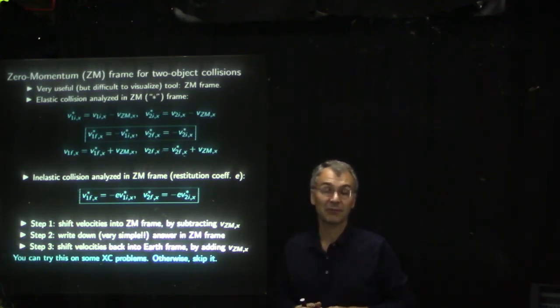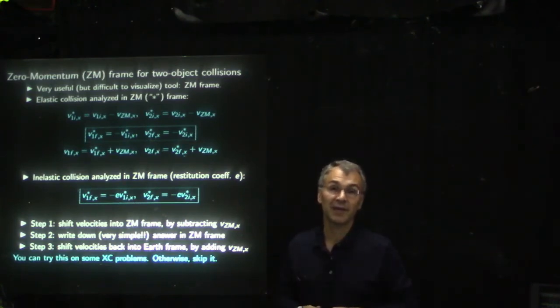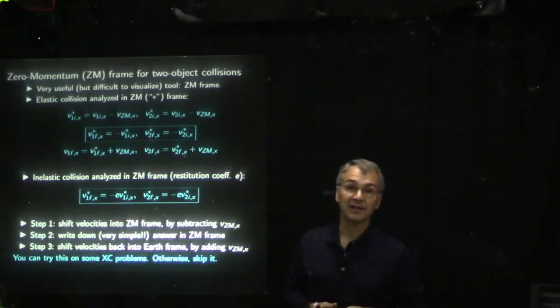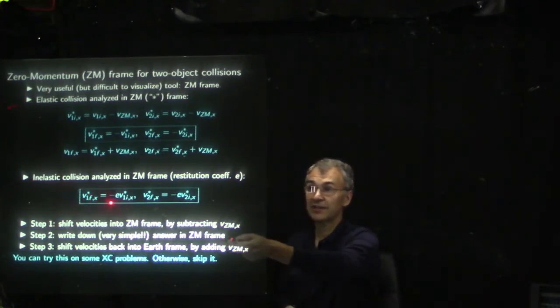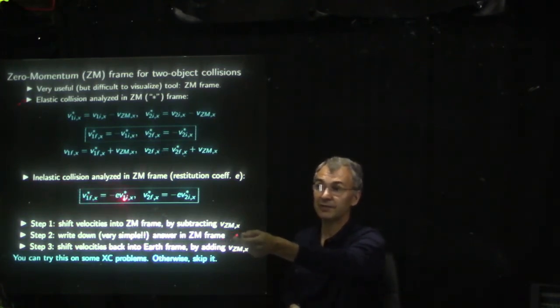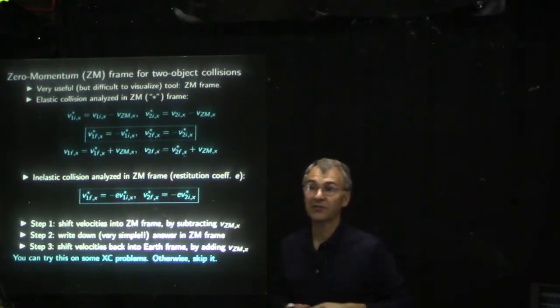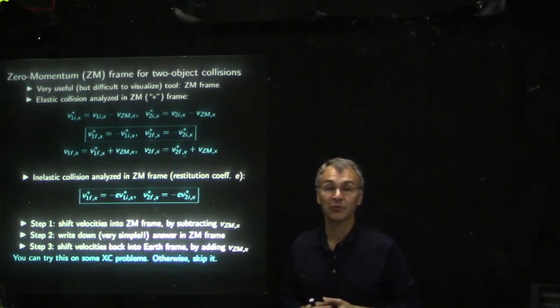And so that sometimes turns out to be a simple way to work out problems, because it's an extra step before and after, but it makes the math completely simple. If the collision is inelastic rather than elastic, it's almost the same. It's just that v1 final star is minus e times v1 initial star, where e is the restitution coefficient. And v2 final star is just minus e times v2 initial star. And again, by star, I mean in the ZM frame. In other words, as observed in the ZM frame.